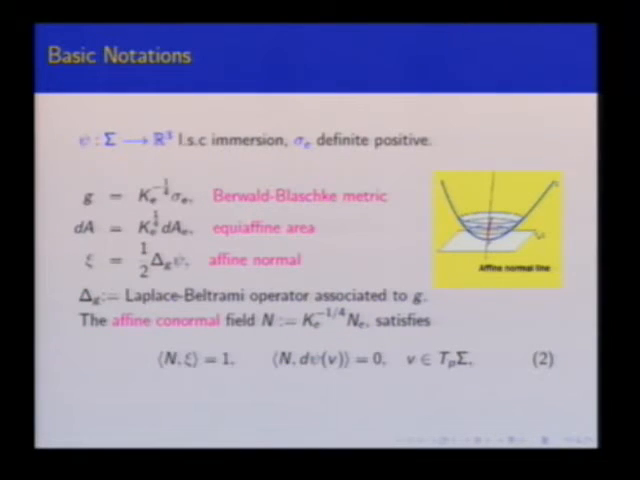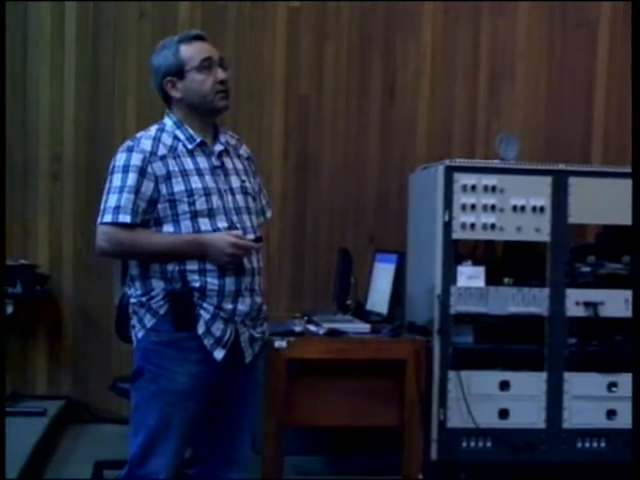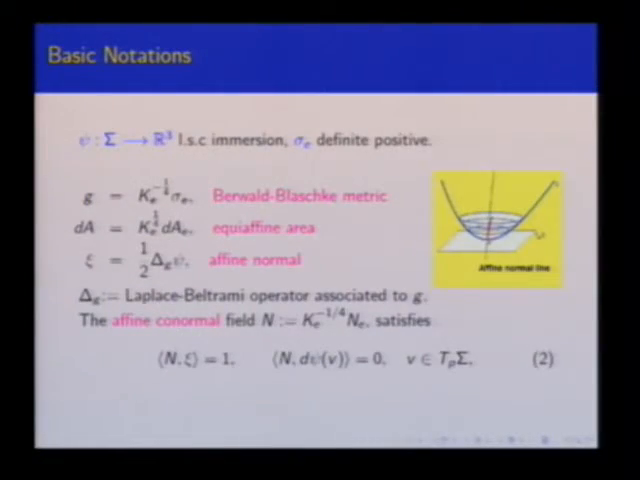Geometrically, the affine normal can be seen in the following way. The affine normal line is the tangent line to the locus of the center of gravity of the parallel slices to the tangent plane at the point P. Okay, in affine differential geometry, there is an interesting normalization given by the affine conormal vector n, which is a vector always perpendicular to the immersion, and it is normalized so that the inner product with the affine normal is always equal to 1.